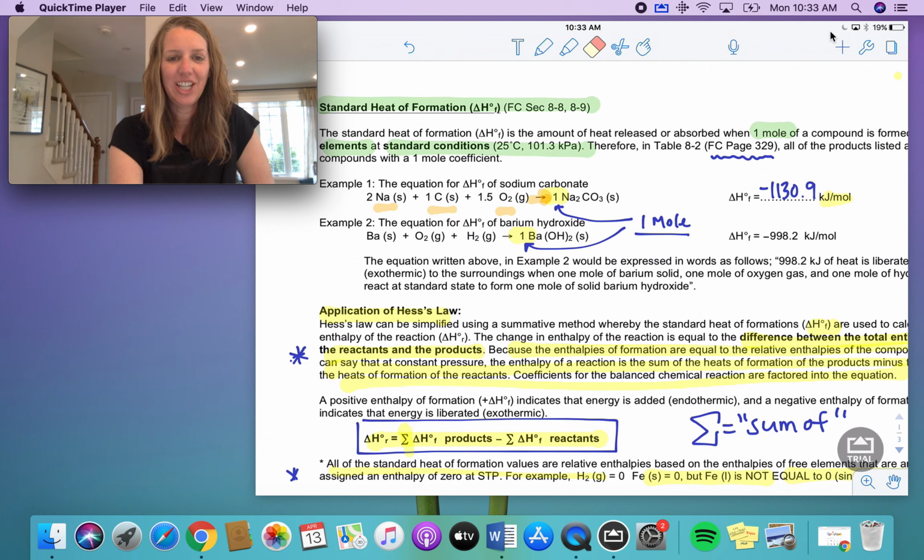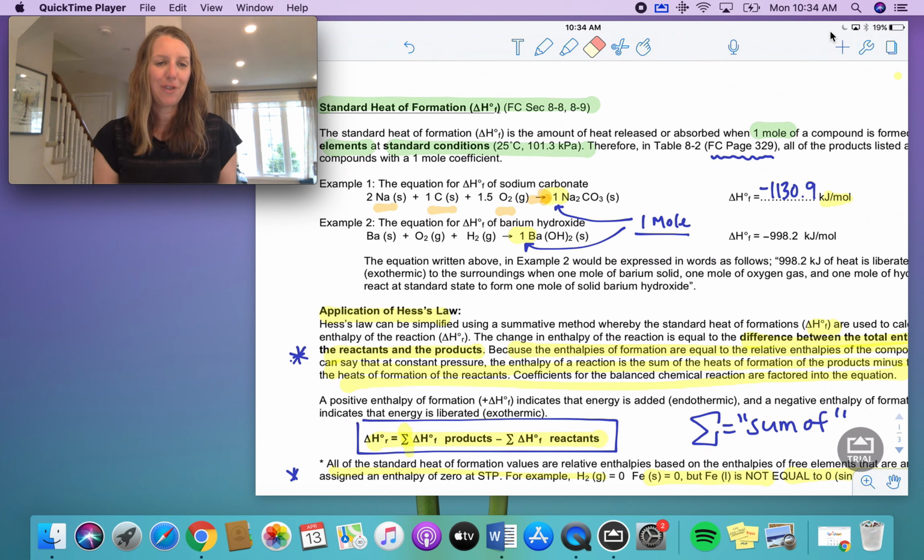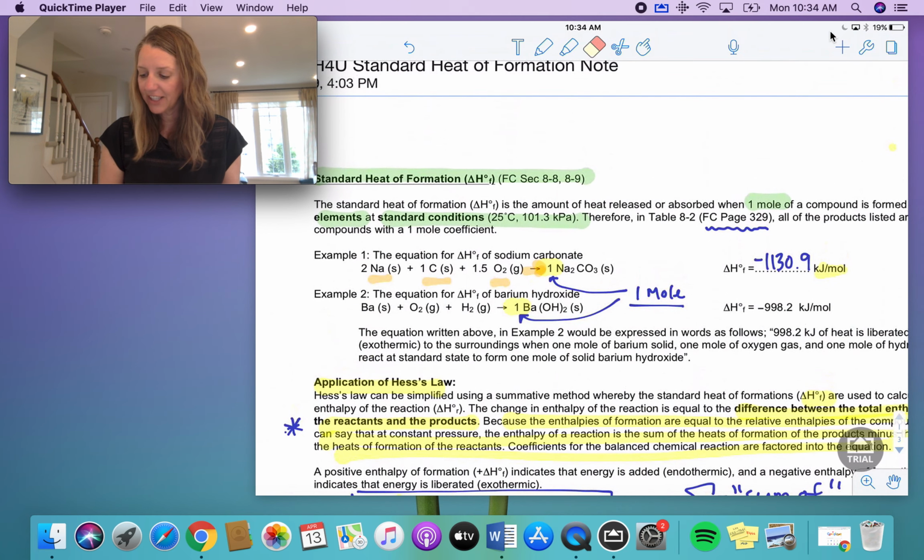Good morning. We're going to look at today the standard heat of formation, and this is a calculation question where you can use some values in the textbook that give you the standard heat of formation for a compound, and then you're going to look at a balanced chemical equation and then factor in your coefficients to calculate the overall enthalpy of a reaction.